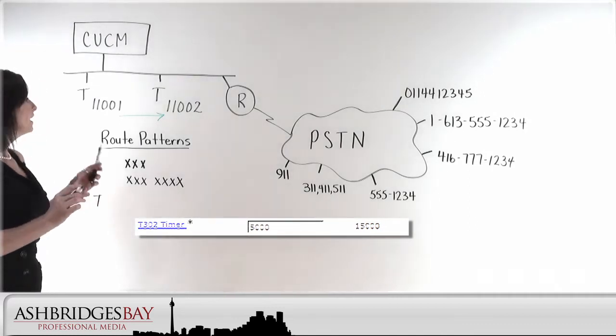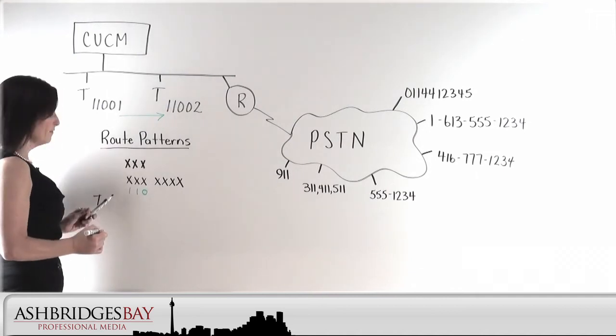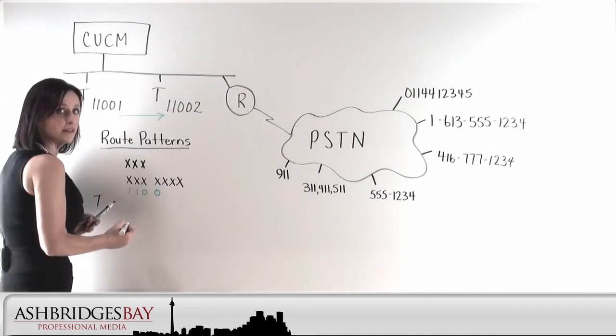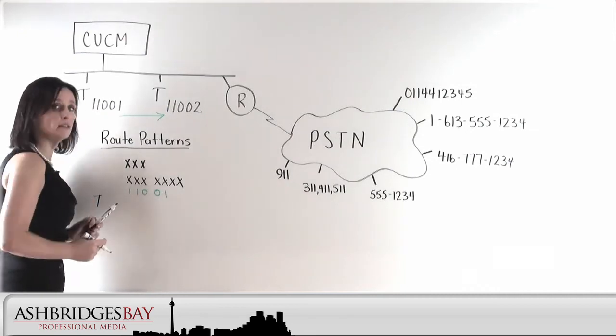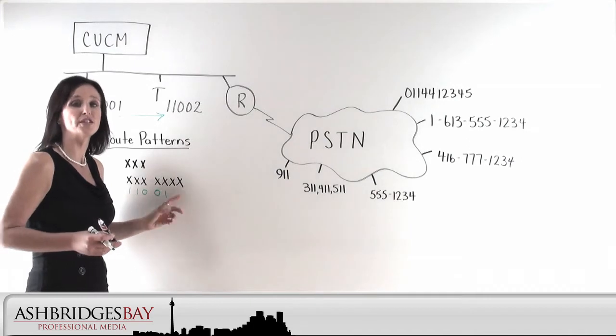So, I dial 110. I've matched the beginning of this pattern. I dial another 0. I dial a 1. The call manager is going to wait 5 more seconds to see if any more digits are going to be entered.